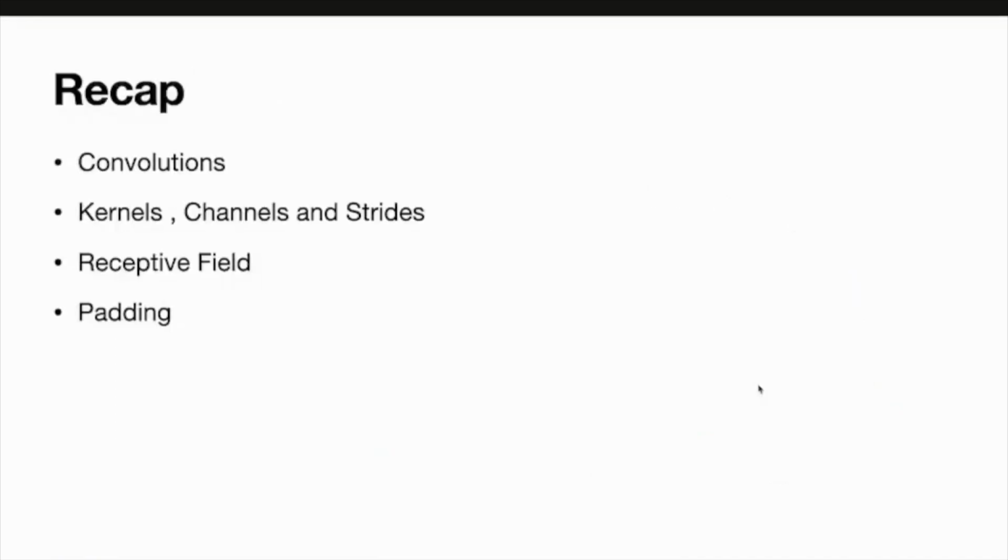So just to recap, we did the 4 concepts in this video lecture. First, we spoke about convolutions. Then we spoke about kernels, channels, and strides and their effects on convolutions. We spoke about receptive field, and at the last, we spoke about padding. Please do revise these concepts for better understanding of CNNs, as these are the basic building blocks and more to come, which would actually help you build good CNN architectures.